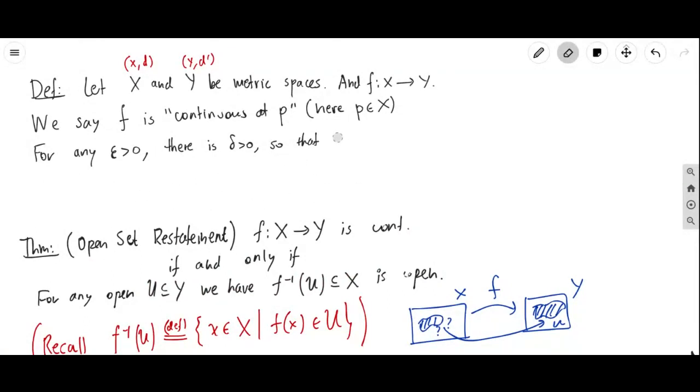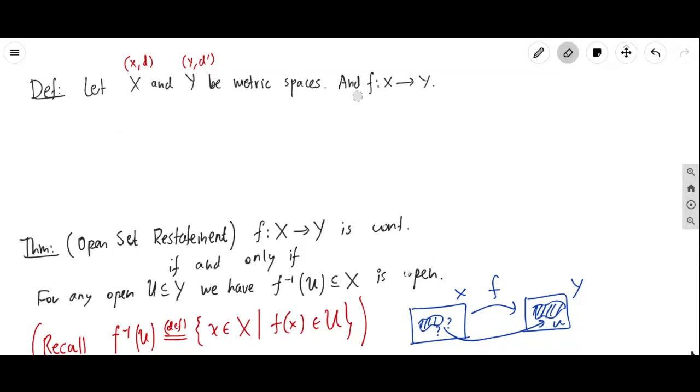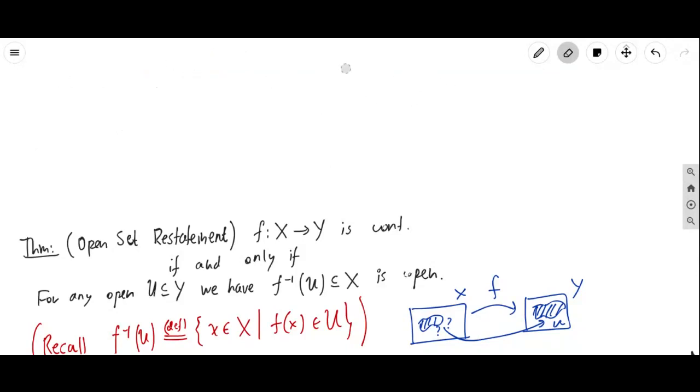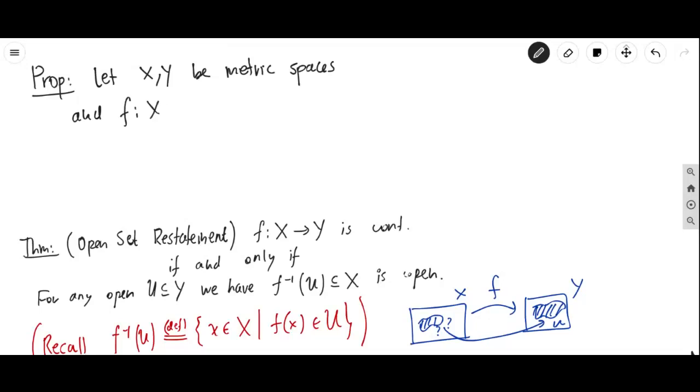So let's take this down. Let me rewrite it for you in case you're interested to see how that would go. So you would write it in the following way. Let's write this as a proposition because this is not as important. So let X and Y be metric spaces, and f a mapping from X to Y with p in X. So then f is continuous at p if and only if.